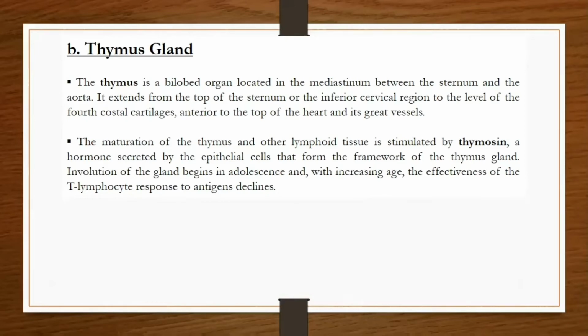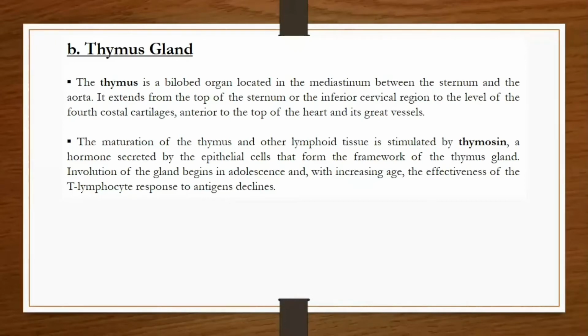The involution of the gland begins in adolescence, and with increasing age, the effectiveness of the T lymphocyte response to antigens declines. The thymus is another important lymphoid organ, unlike the lymph nodes and the spleen, which enable immune response by coordinating interaction between lymphocytes and antigen presenting cells. The thymus is a site of early T cell development. In humans, it is positioned right above the heart, and it is the biggest and the most active during infancy and childhood.